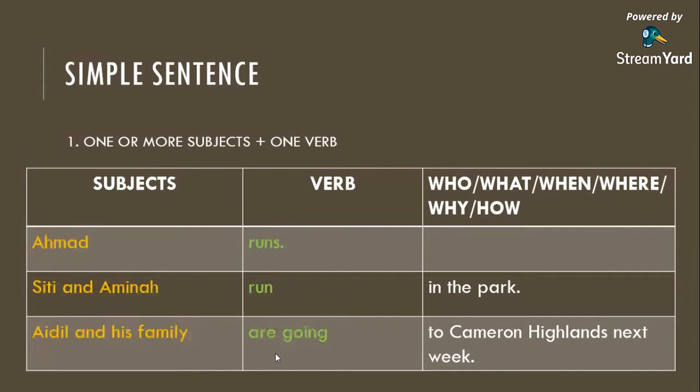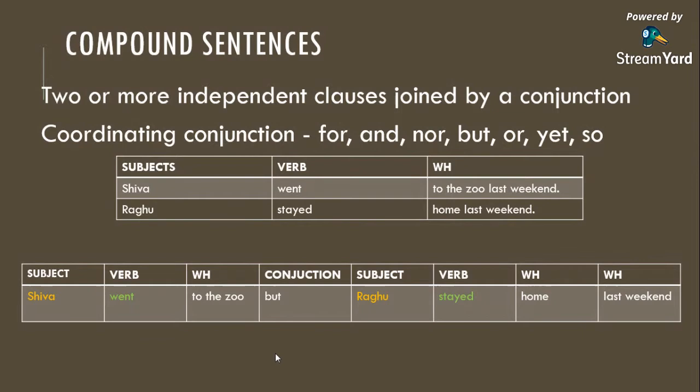Okay? So now let's move on to the second type, compound sentences. Compound sentences are when two or more independent clauses are joined by a conjunction. Don't be scared when you see the word clause, or by the definition that is written up there. It is just two sentences that can stand on their own, and then you bring in a conjunction, kata penghubung, and make it into one sentence.